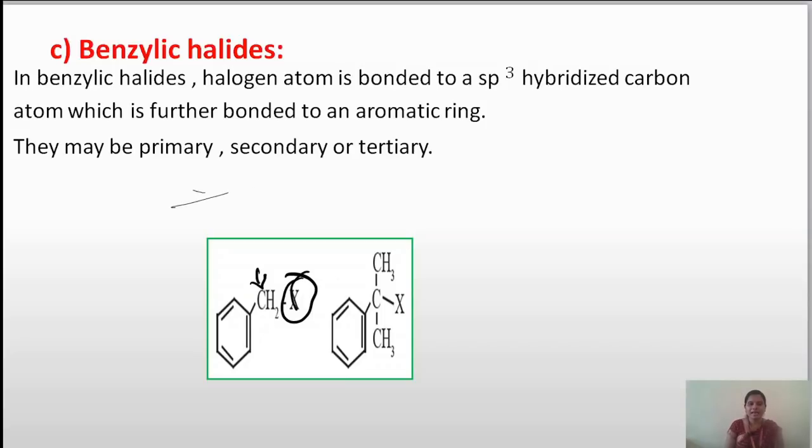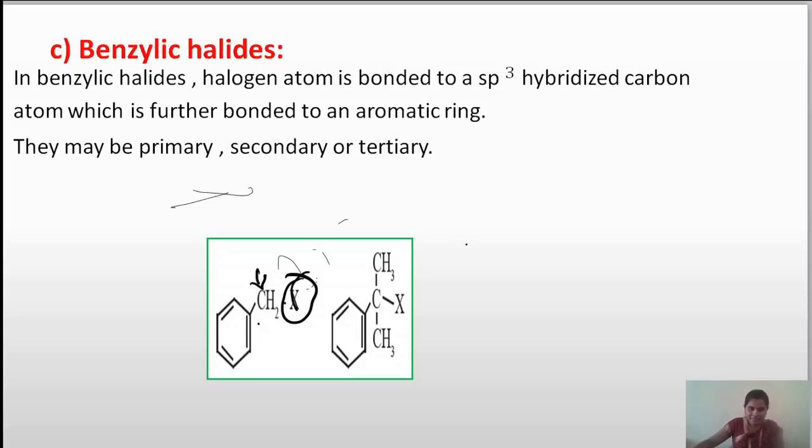Now these benzylic halides are also classified as primary, secondary or tertiary. When the halogen is bonded to a primary carbon, then that is a primary benzylic halide, and when this carbon is attached to two carbons, then that type is known as the secondary benzylic halide, and when the carbon to which the halogen is attached has three other carbons, then that type is known as the tertiary benzylic halide.